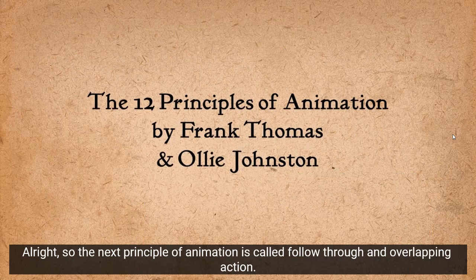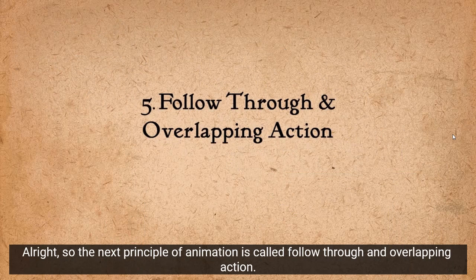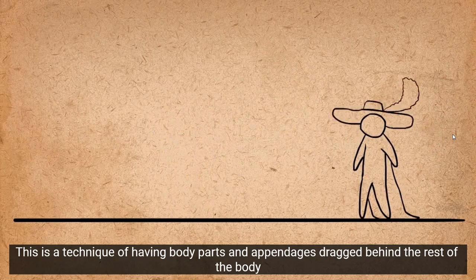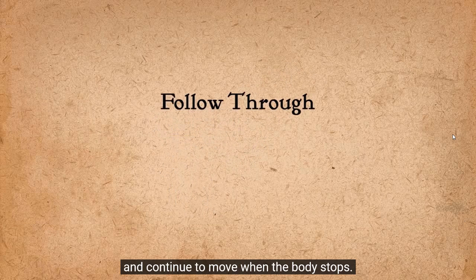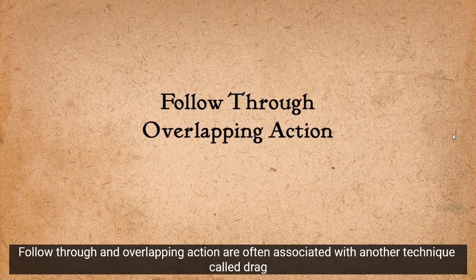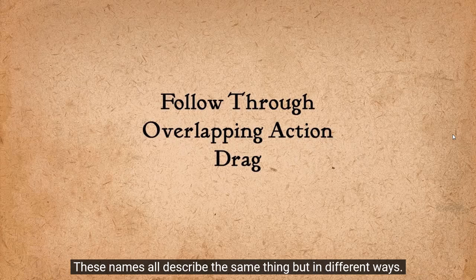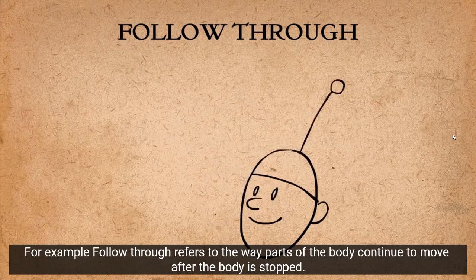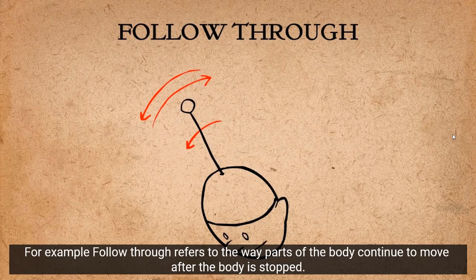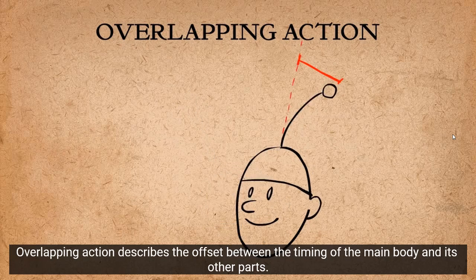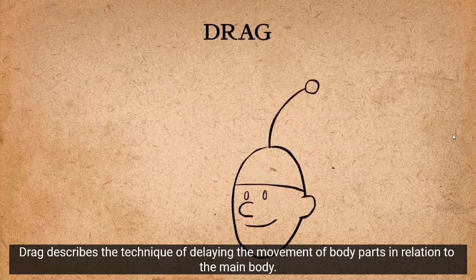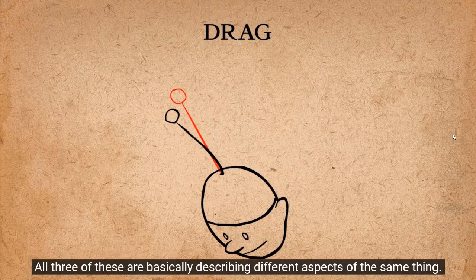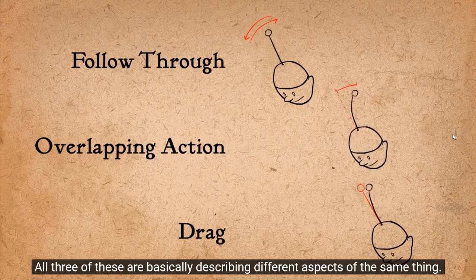Alright, so the next principle of animation is called follow-through and overlapping action. This is the technique of having body parts and appendages drag behind the rest of the body and continue to move when the body stops. Follow-through and overlapping action are often associated with another technique called drag. These names all describe the same thing but in different ways. For example, follow-through refers to the way parts of the body continue to move after the body is stopped. Overlapping action describes the offset between the timing of the main body and its other parts. Drag describes the technique of delaying the movement of body parts in relation to the main body. All three of these are basically describing different aspects of the same thing.